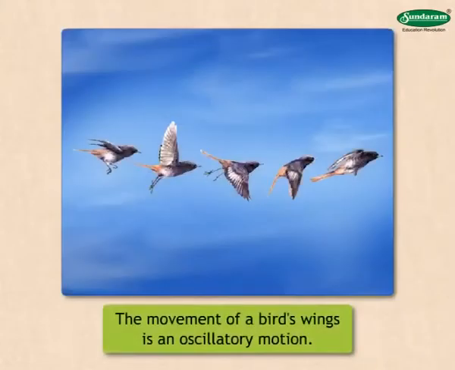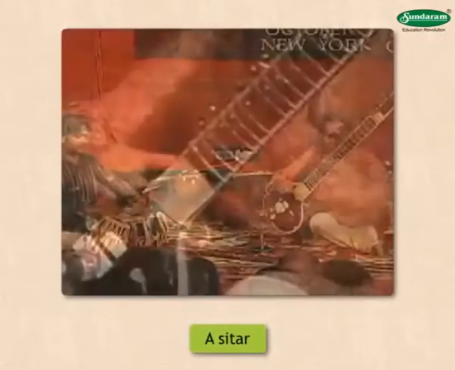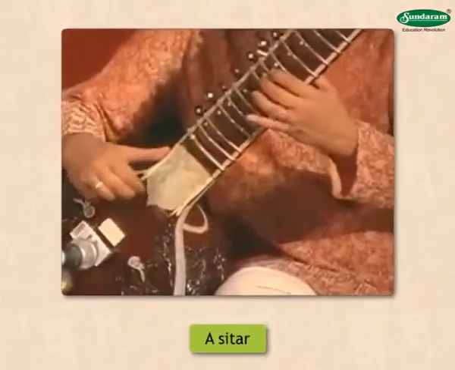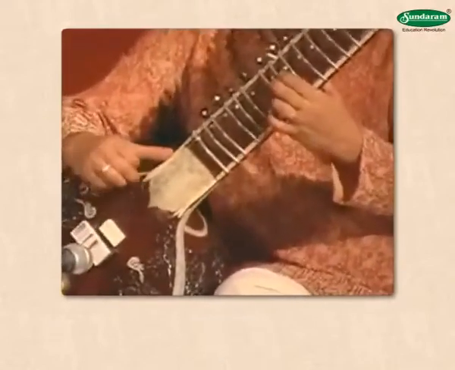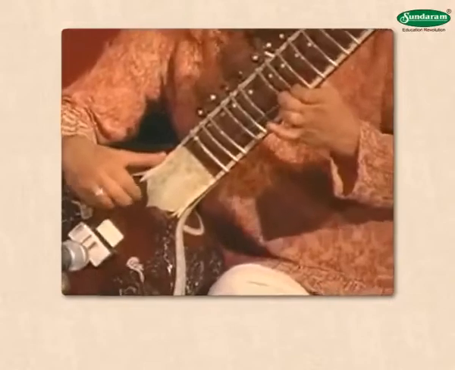The movement of a bird's wings is an example of oscillatory motion. When a sitar string is plucked, what kind of motion does it get? Oscillatory motion is seen when the sitar string is plucked.